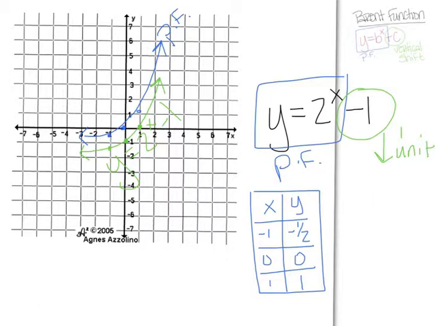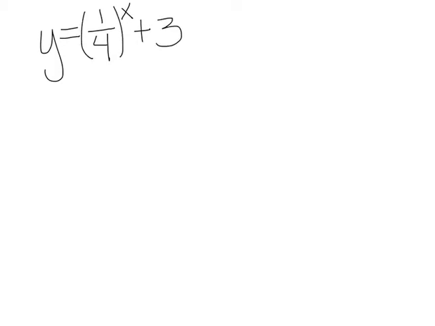Let's take a look at another example. This one was a growth example. Let's look at a decay example. I'm not even going to worry about pulling in a graph. We'll just draw one out really quick. Okay, so let's say that we have our statement y equals 1/4 to the x plus 3. So this is a decay curve that we're going to shift up 3 units.